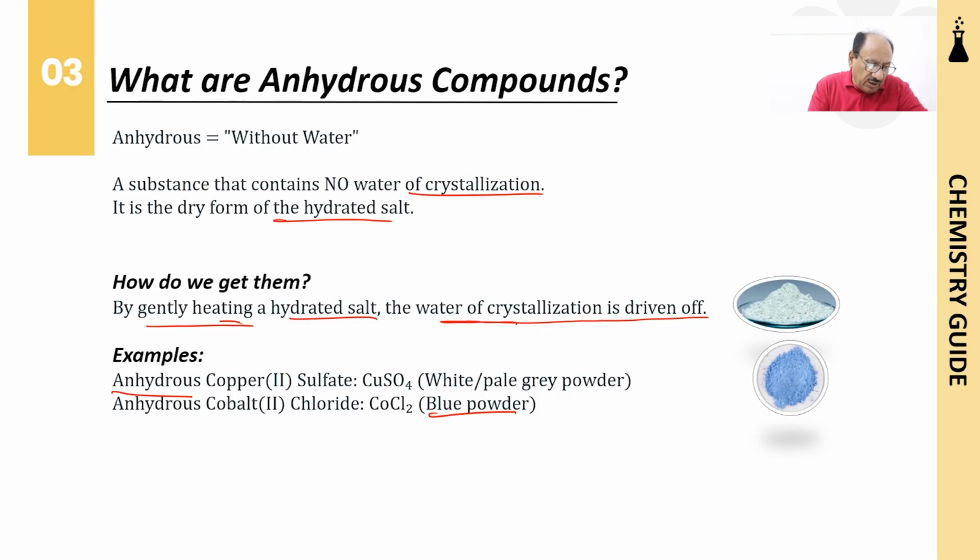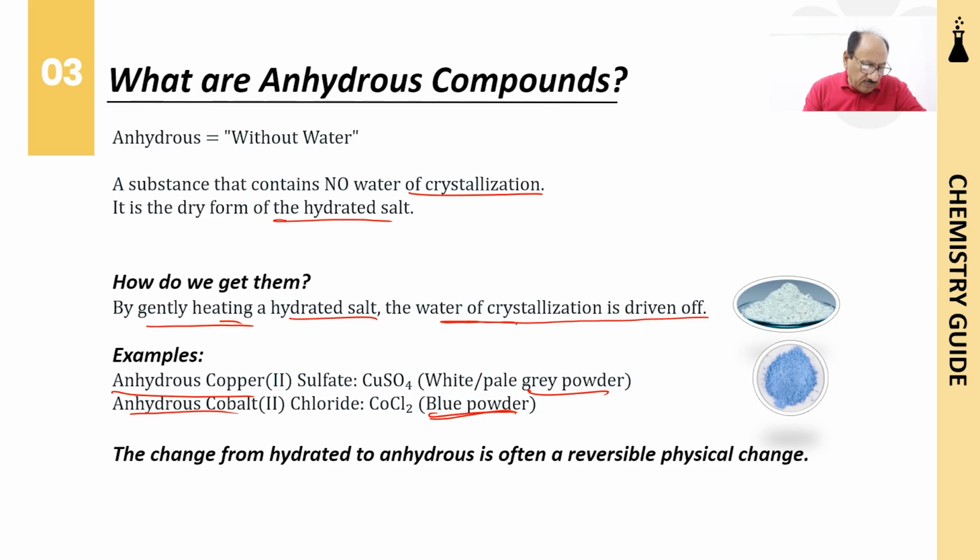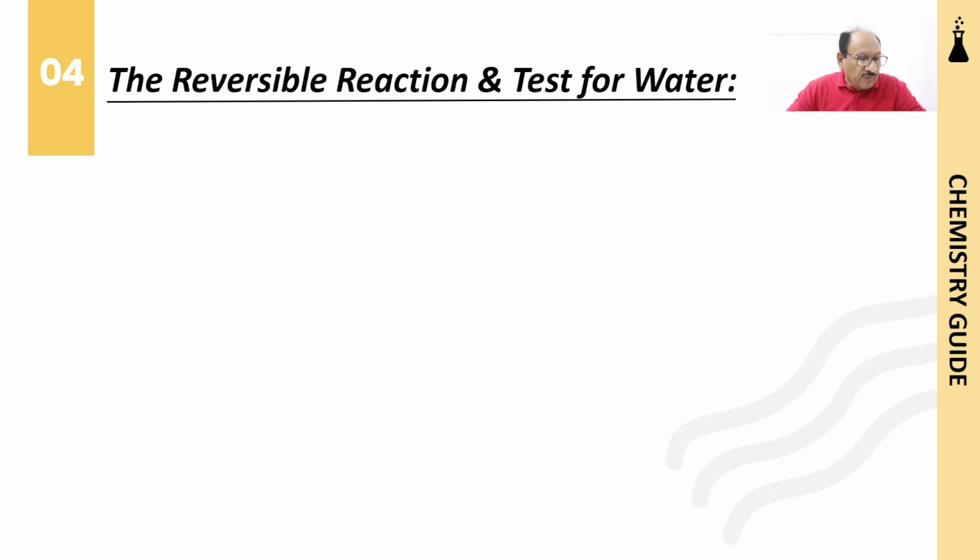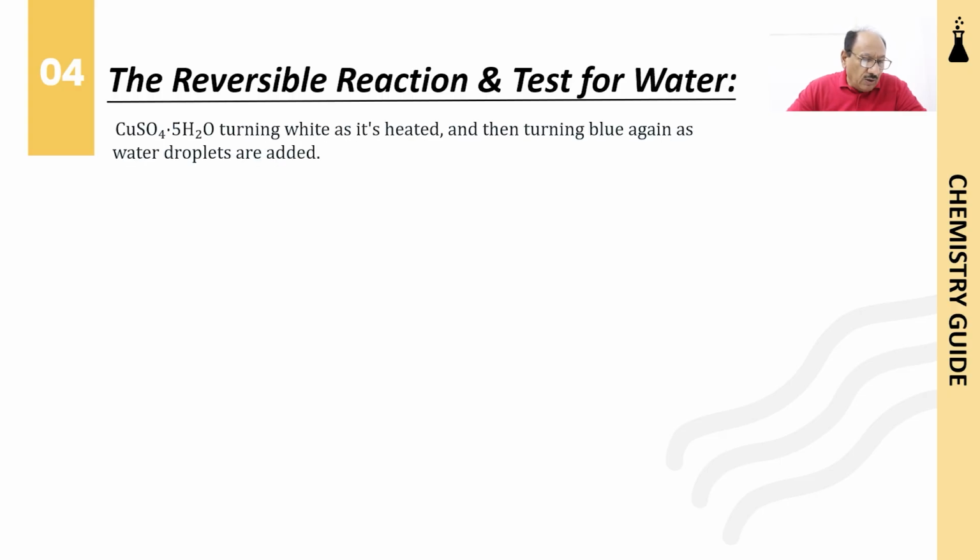Basically, whenever we have anhydrous compounds, they are in powder form, gray powder, blue powder, and in the case of others also, the crystals lose their shape when we heat them. So the change from hydrated to anhydrous is often a reversible physical change. How can we reverse this? We can use this as a test for water also. Copper sulfate 5H2O turns white as it's heated, so its color will change to white, and then turns blue again when we add droplets of water.